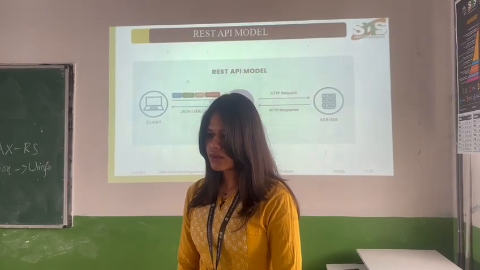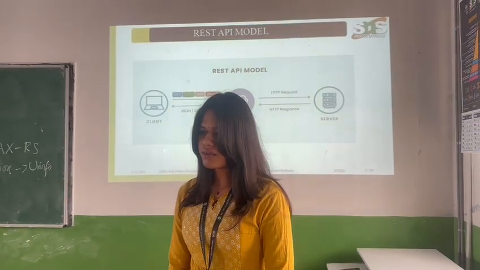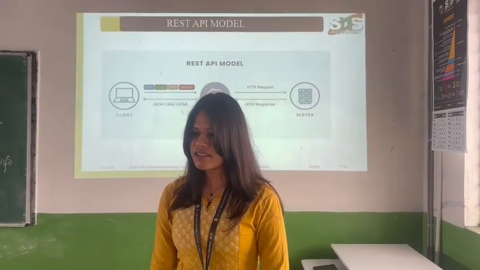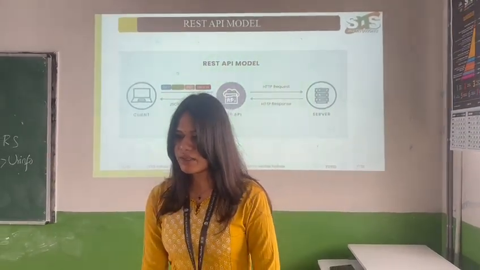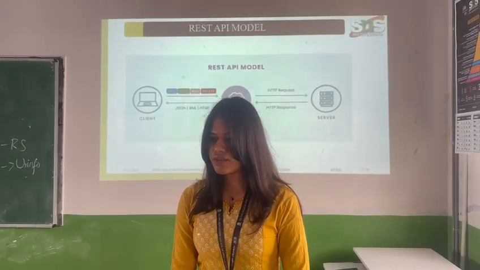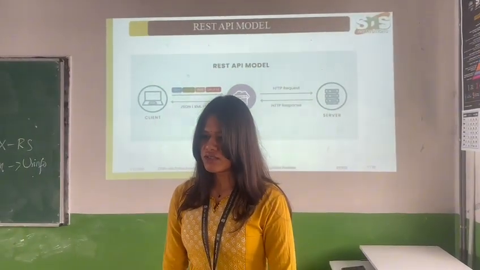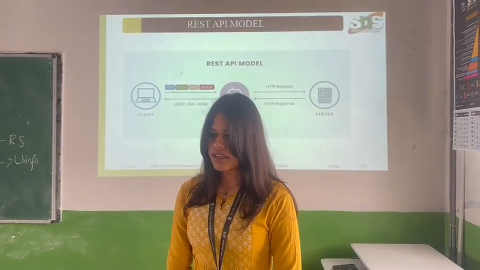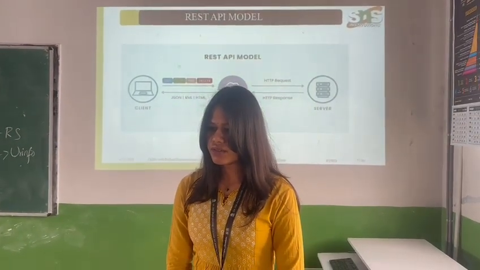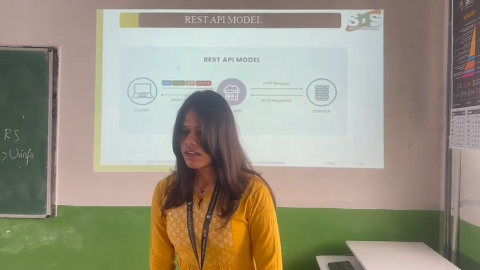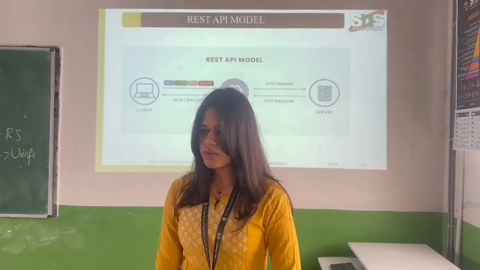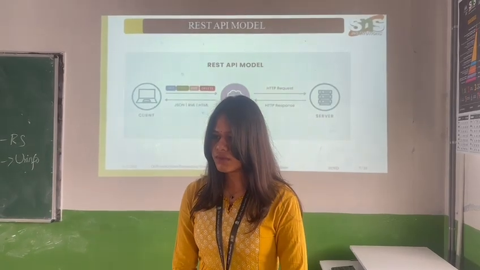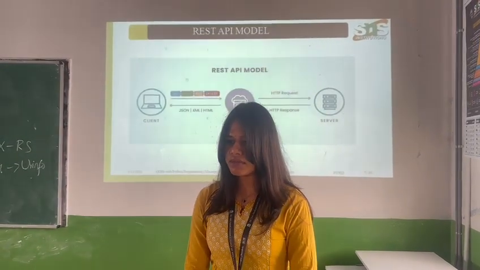PUT is used to update an existing resource by replacing its entire content. Example: PUT users/123 with a full user data body. PATCH is used to partially update resources. Example: PATCH users/123 with a body containing the email. DELETE is used to remove a specified resource. Example: DELETE users/123 would remove the user with ID 123 from the system.